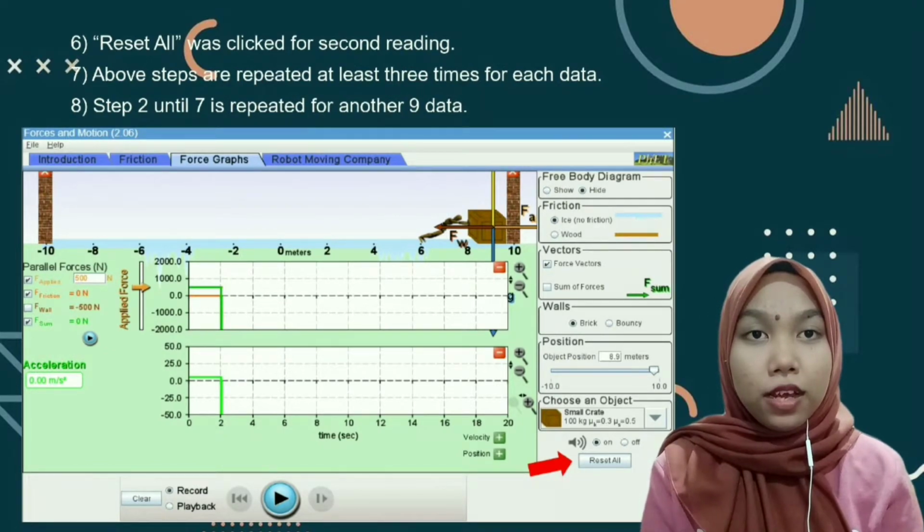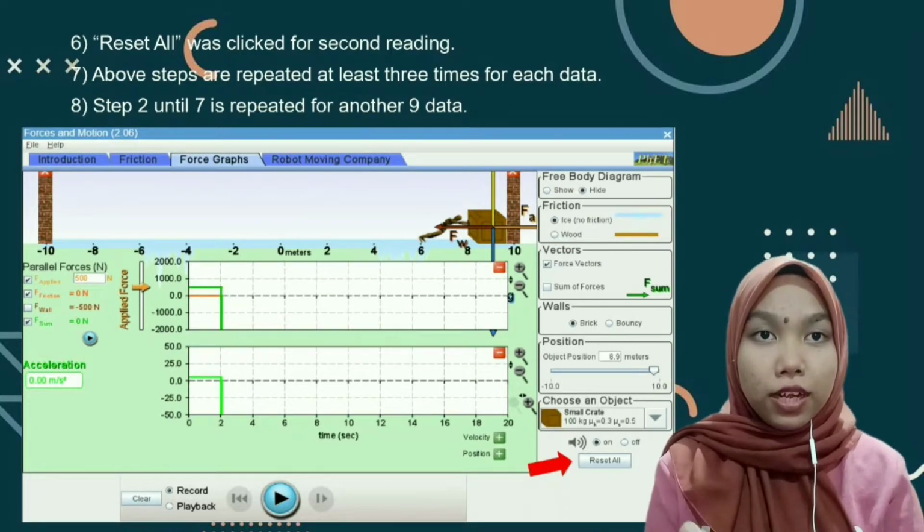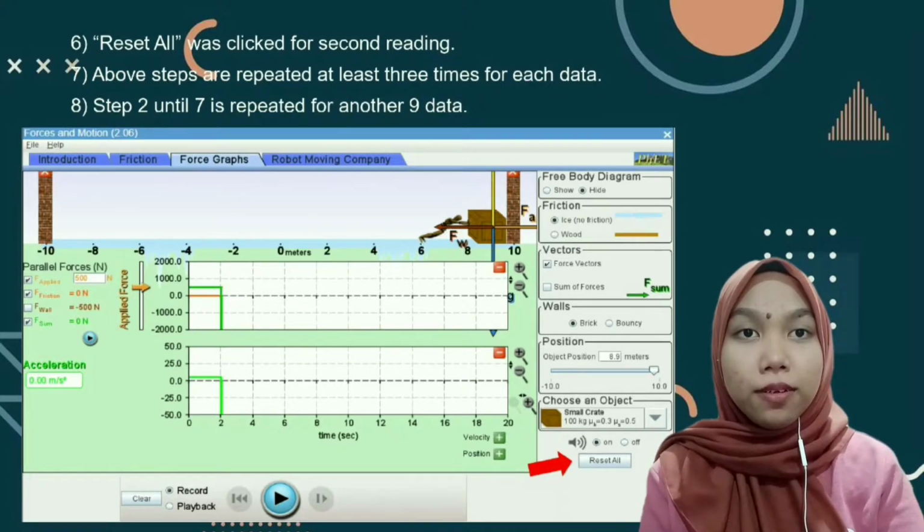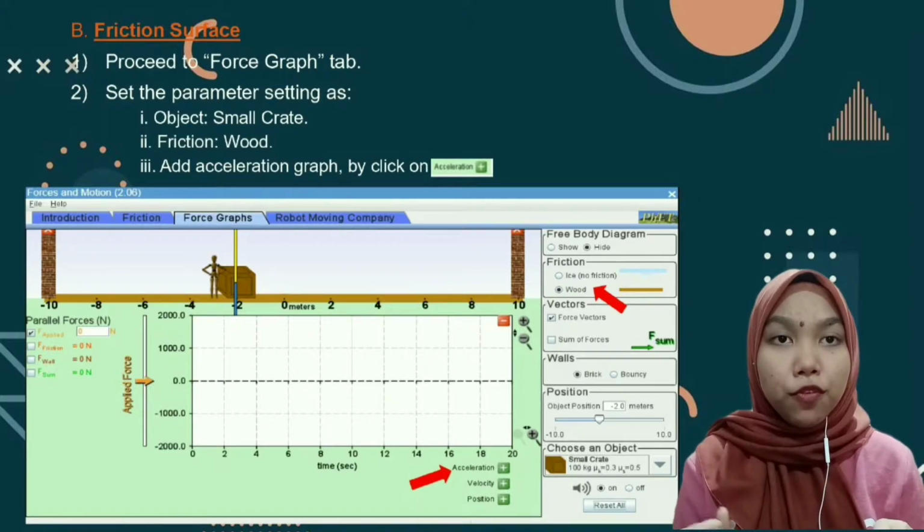Reset all was clicked for a second reading, and then the above steps were repeated at least 3 times for each data, and lastly, steps 2 until 7 were repeated for another 9 data. Next, we move to the friction surface procedure.